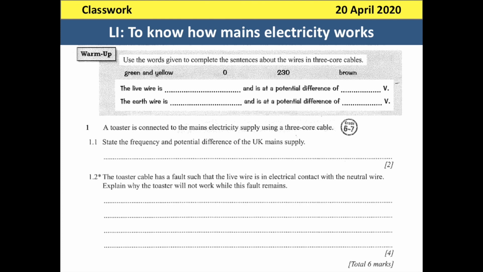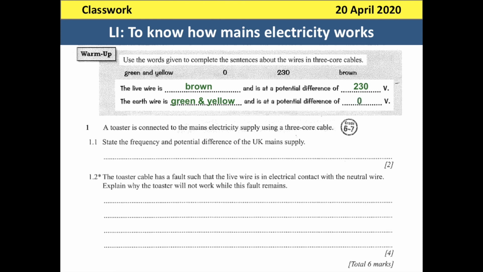So, now that you've had a go at those questions, let's see what the answers are. The first one, the warm-up one, is just a gap fill exercise. It says the live wire is, and the answer to that is brown, and it is a potential difference of 230 volts. The earth wire, on the other hand, is green and yellow, and is at a potential difference of 0 volts. Now question 1.